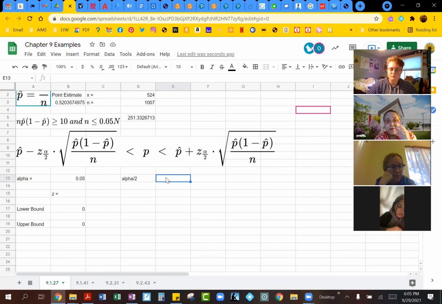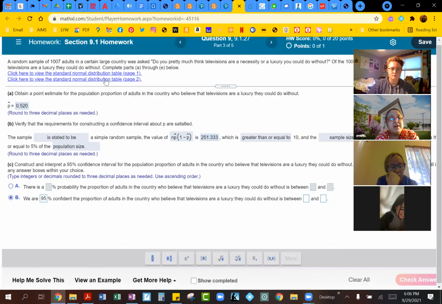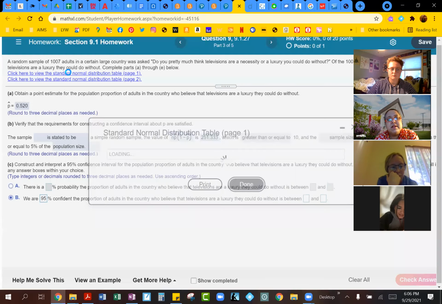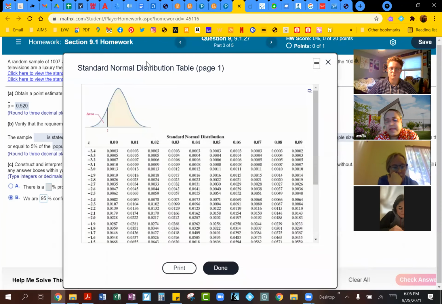So right over here, once you calculate the alpha, then just take the alpha divided by 2. And of course, you can do that in one step. But this is the value that we need. So now we are actually calculating z sub 0.025 for us to be able to come up with the critical value. So let's come back over here, and you will see they're giving you links for the standard normal table over here.